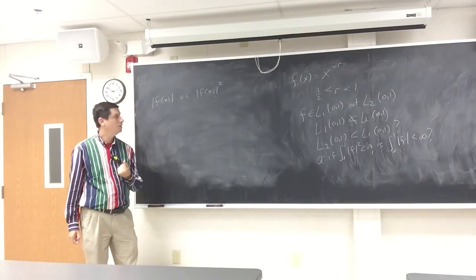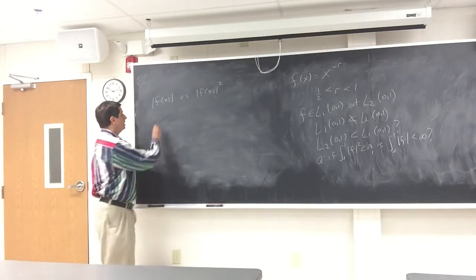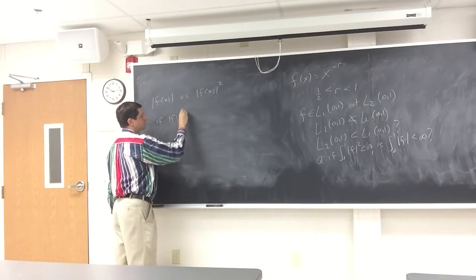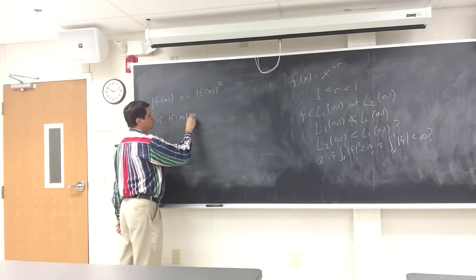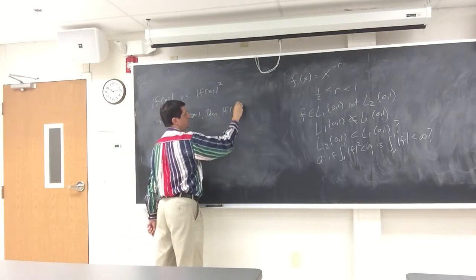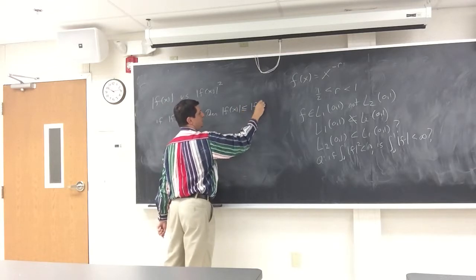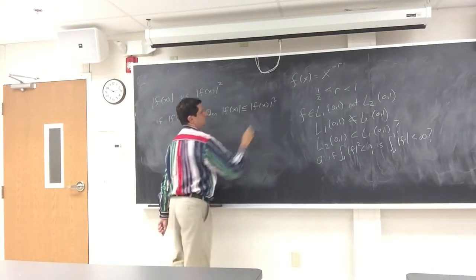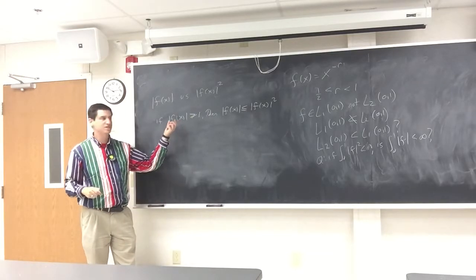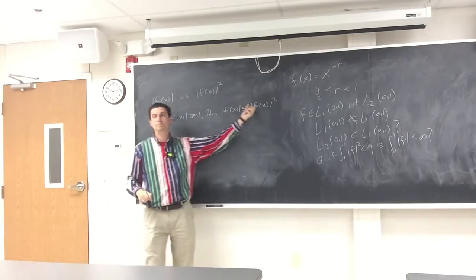When is it less than f squared? When it's greater than 1. So if the absolute value of f of x is greater than or equal to 1, then the absolute value of f of x is less than or equal to the absolute value of f squared. So if the value of the function is large, we can bound it by f squared.